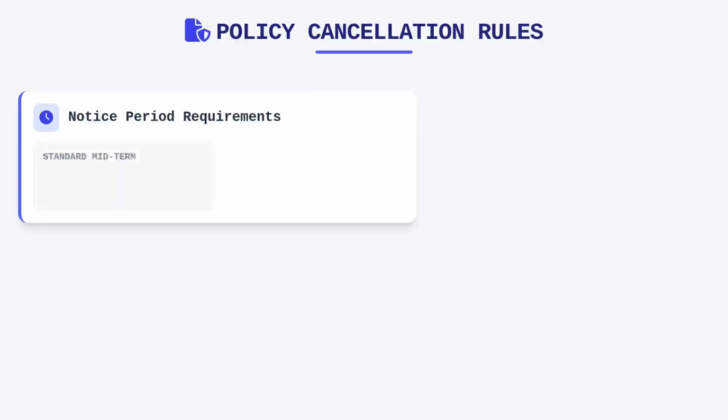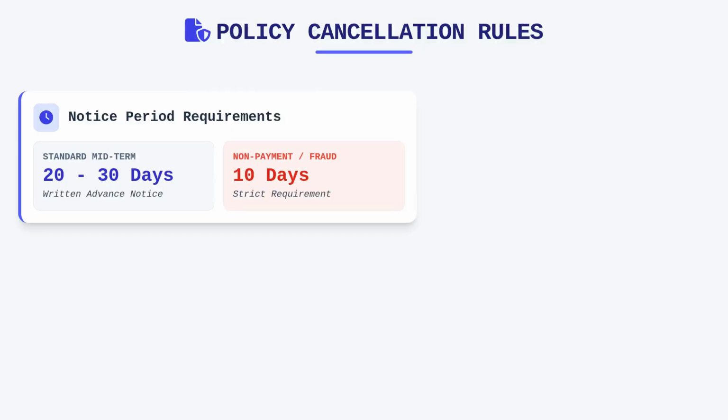Policy cancellation rules represent one of the most heavily regulated touchpoints between an insurer and an insured, requiring absolute precision regarding timelines and documentation. Under the code, standard midterm cancellations demand strict advance written notice, typically 20 or 30 days, depending on the specific line, but the exceptions for non-payment of premium and fraud drop that requirement to a strict 10 days.